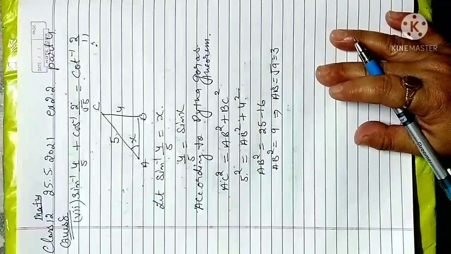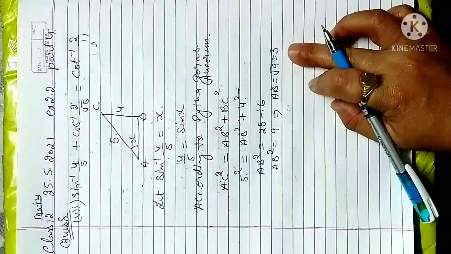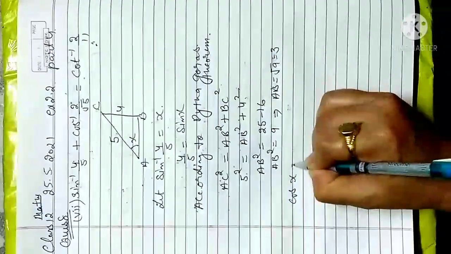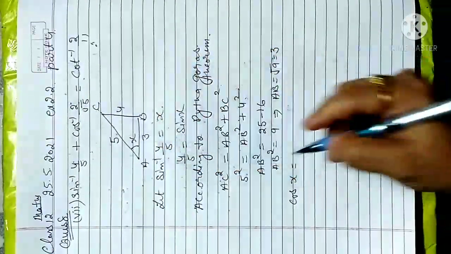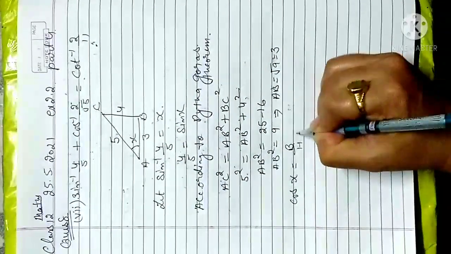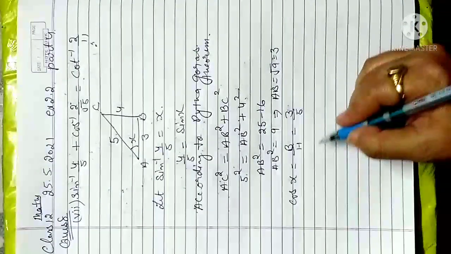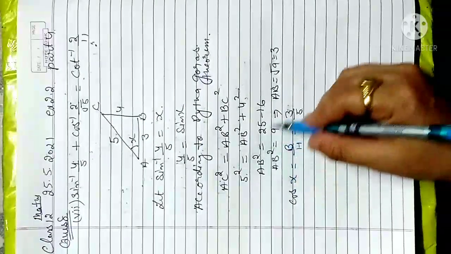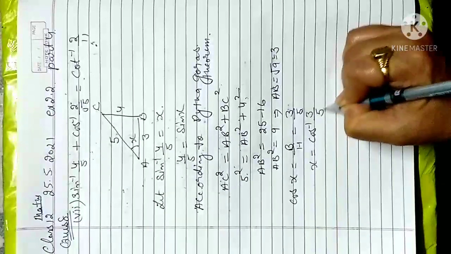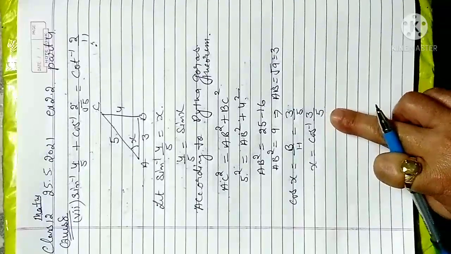So we took the positive value here because we are going to measure the distance, otherwise it will be plus minus 3. Now we'll go with the cos x. Cos x is, if I found this value as 3, cos x is base upon hypotenuse, that is 3 upon 5. So now when you shift cos on this side, my x value will be cos inverse 3 by 5. That means this sine inverse 4 by 5 is equivalent to cos inverse 3 by 5.